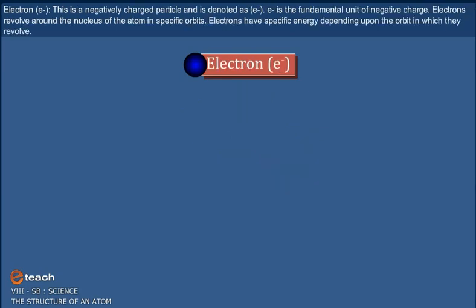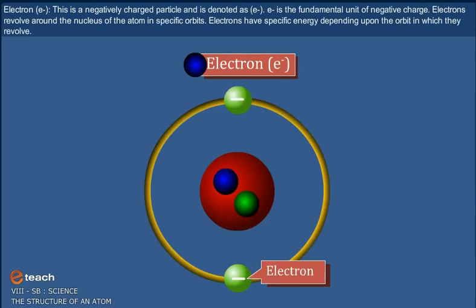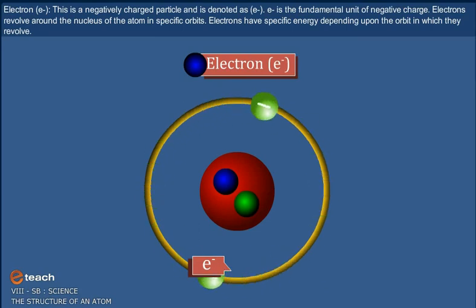Electron, that is, negatively charged electron. This is a negatively charged particle and is denoted as e negative. The electron is the fundamental unit of negative charge. Electrons revolve around the nucleus of the atom in specific orbits. Electrons have specific energy depending upon the orbit in which they revolve.